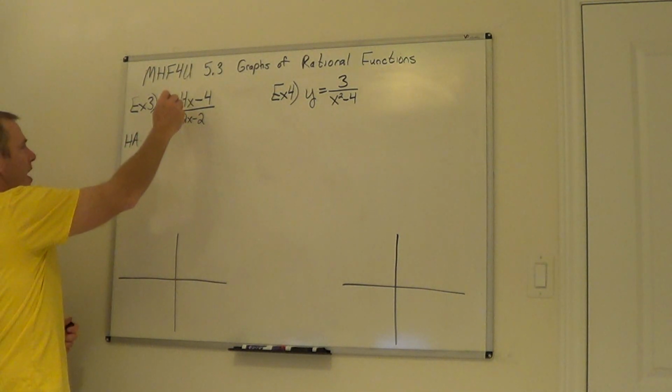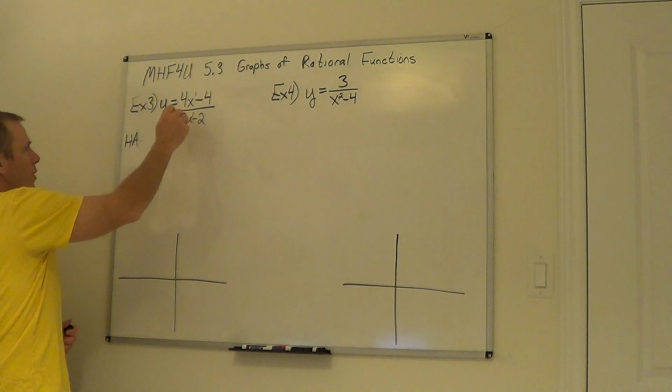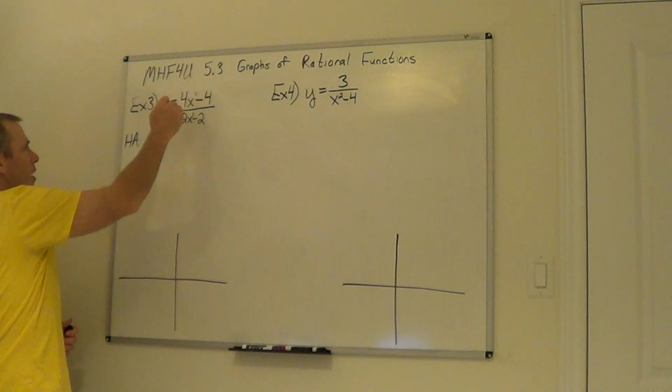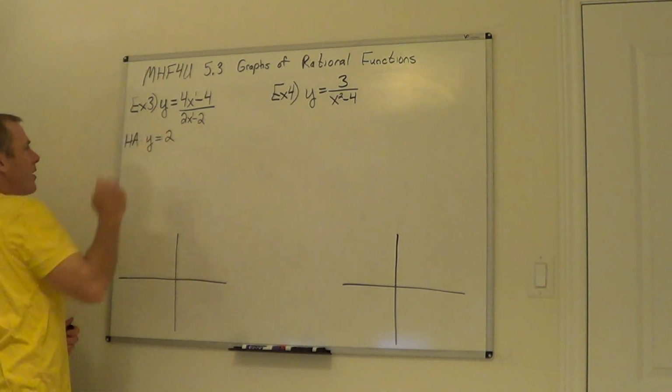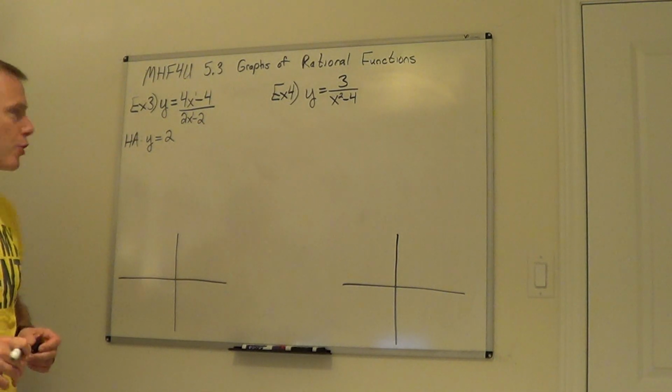In this case, we have a degree of 1 in the denominator and the numerator. They're equal. So I divide the coefficients. 4 divided by 2. I get a horizontal asymptote at y equals 2.